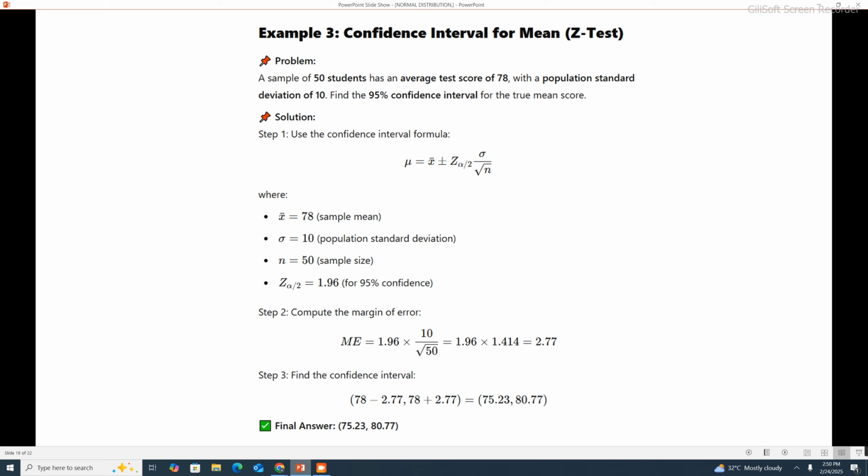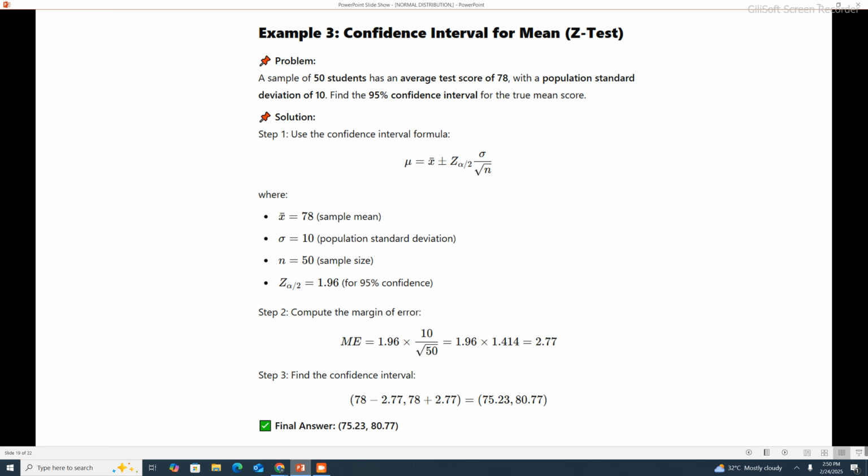Now at 95% confidence interval, on the Z table, you can always check for a confidence interval of 95%. You will get 1.96. You understand? So if you want to know our confidence interval now, we're going to come to this formula.